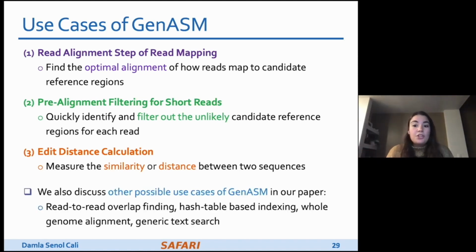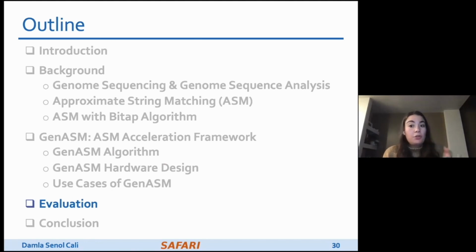And we believe the GenASM framework can be useful for many other use cases, and we discussed some of them briefly in our paper. So we evaluated these three, and we discussed some other use cases, including generic text search, for example. Let's look at our evaluation of the GenASM design and framework.